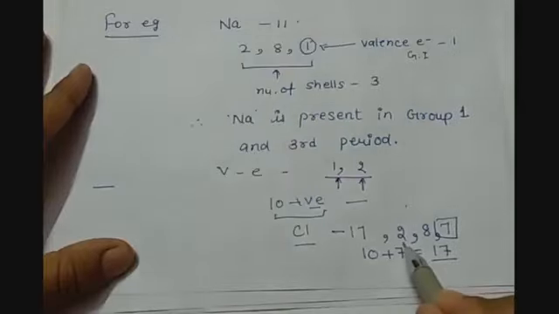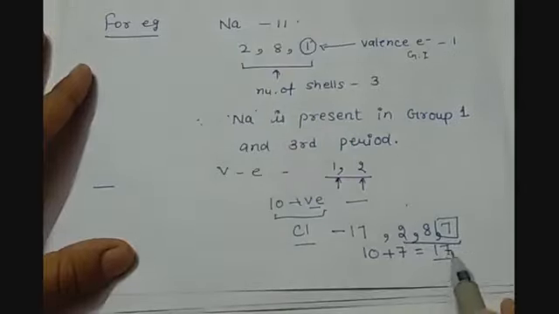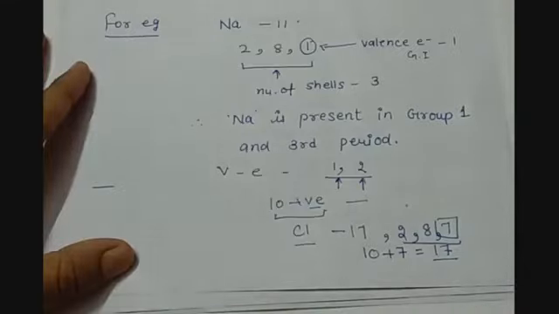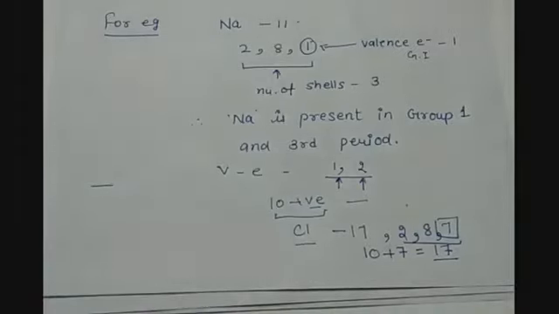From here itself you can identify the number of the period also. As it has 3 shells, it will be in the 3rd period of the periodic table. So this is how we can identify the position of an element in the periodic table. If you are asked to determine the group number or period number of a given element, you can easily find it this way.